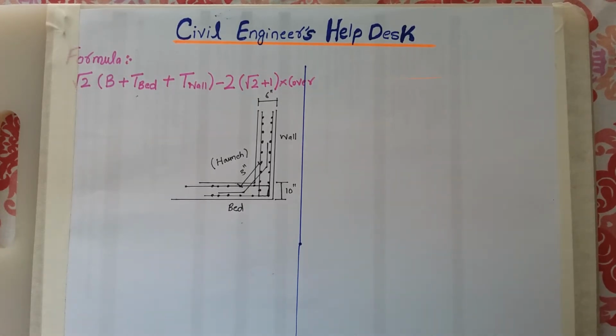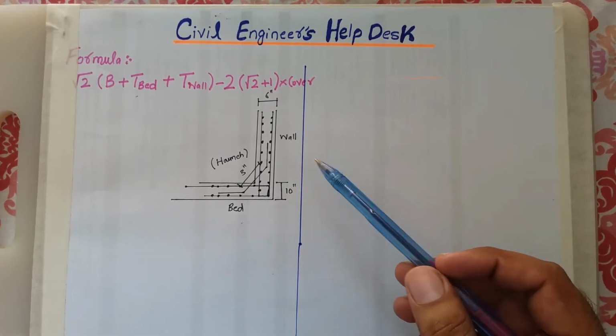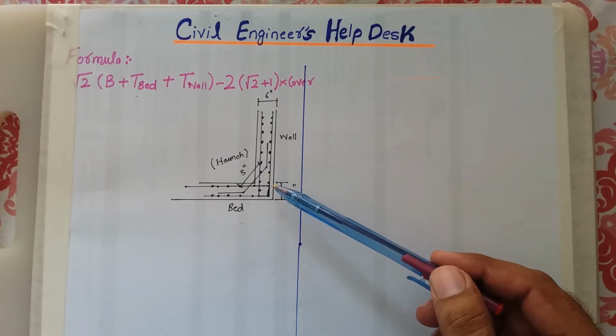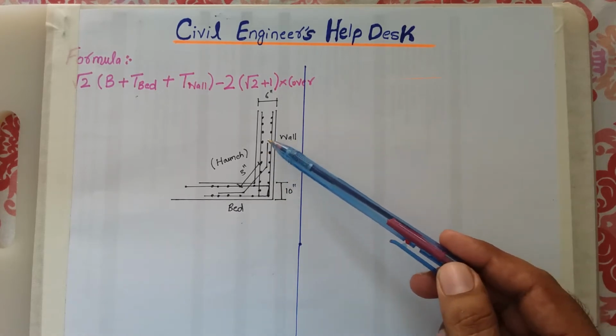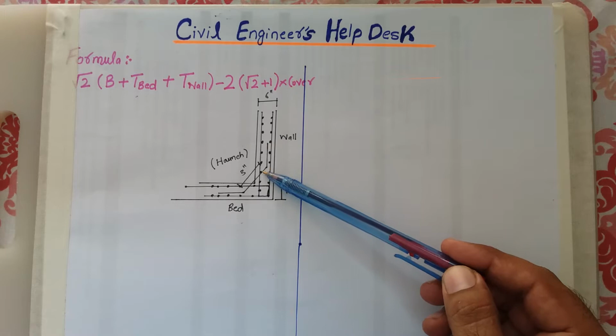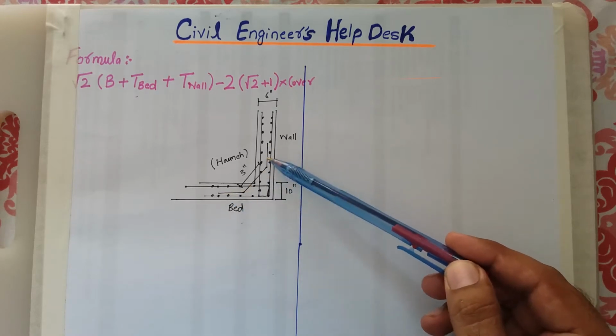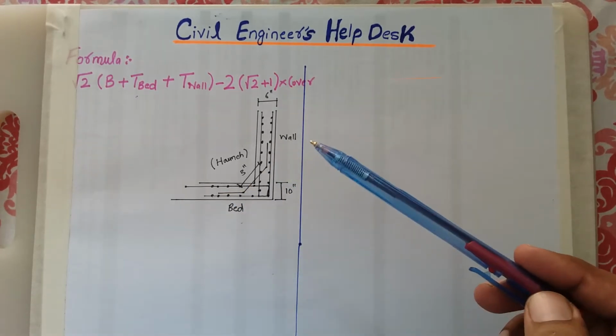Viewers, today we have a very important topic, which is how to calculate the length of haunch bar. First of all, I will tell you what a haunch bar is. You can see this. I have drawn a cross section of an underground water tank in which you can see this bar, which is known as haunch bar.